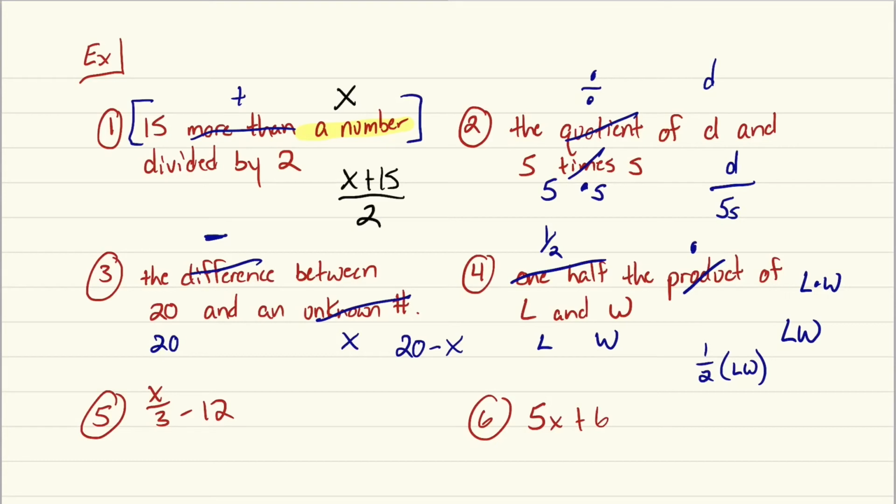You could think that, oh, well, taking half of something is the same as dividing it by 2, right? It doesn't really matter what you choose to do. You could even write it this way, 1/2 LW. All three of these answers here, 1/2 with parentheses LW, 1/2 LW, LW divided by 2 are all three different ways of saying the same thing. Half the product of L and W. And we have shown that.